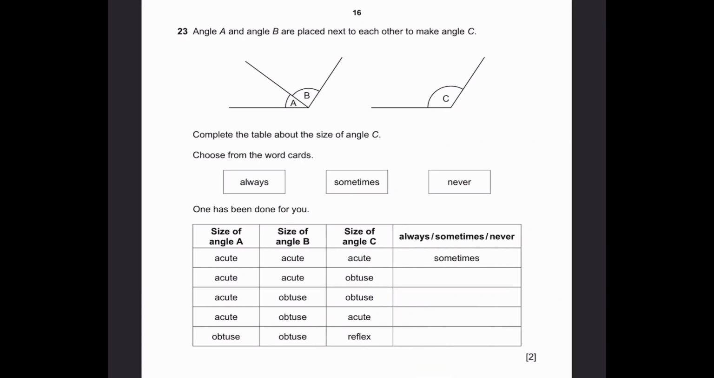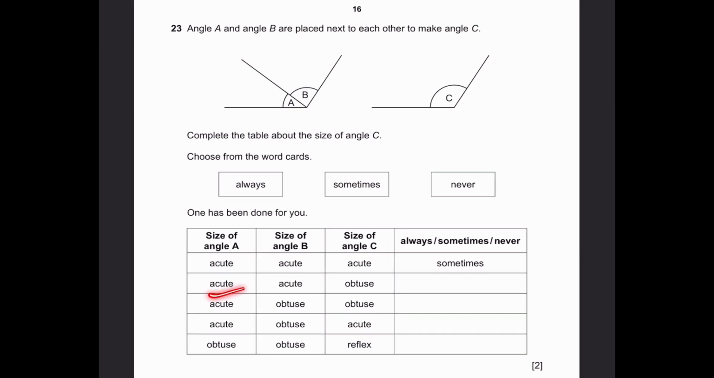Question 23. Angle A and angle B are placed next to each other to make angle C. Complete the table about the size of angle C. Choose from the word cards. One has been done for you. Size of all 3 angles are given. We need to find out if that can happen always, sometimes, or never. The size of angle A is acute, B is also acute, C is obtuse. So for this one, we can see it's actually quite similar to what's given over here. We can see that both A and B are acute and C actually is obtuse.